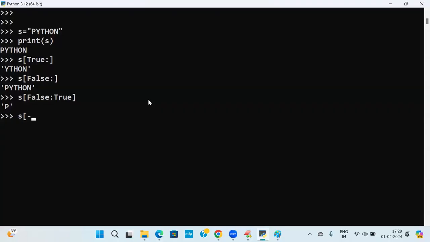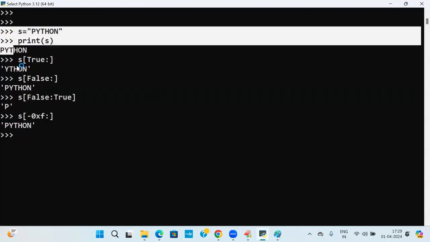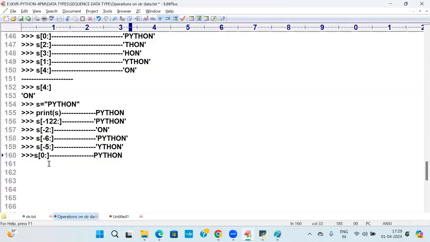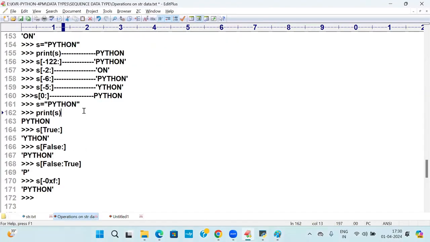Beautiful now. Minus 0, 0xf colon. Answer is what? Python. Able to get it out? Yes, we can use number systems inside also. We are going to take up like this.